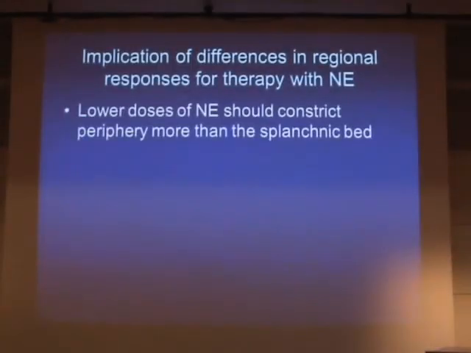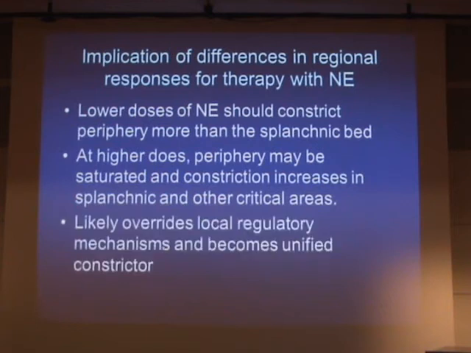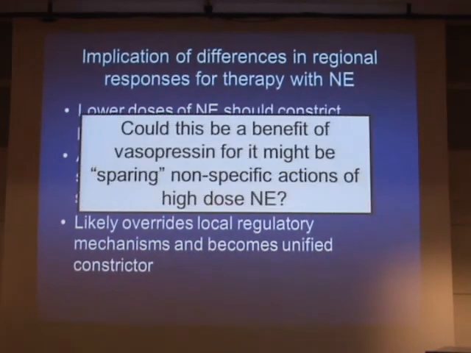So what that means is that lower doses of norepinephrine probably, I don't know this for sure, I haven't seen good data to show this, constrict the periphery more than the splanchnic bed. That's okay, because you want to keep your splanchnic bed intact. But as you start increasing that dose, that specificity may no longer be the case. Eventually you're going to saturate them, and then you're just constricting everything. And it probably overrides local regulatory mechanisms. So there is some value where we're probably producing harm. I don't know how you figure out what that is.